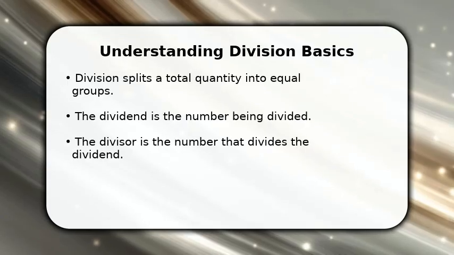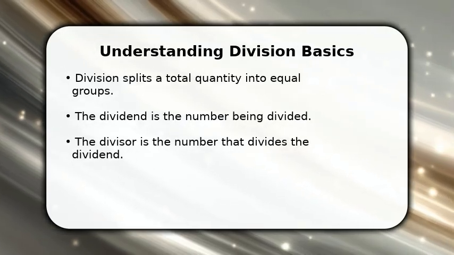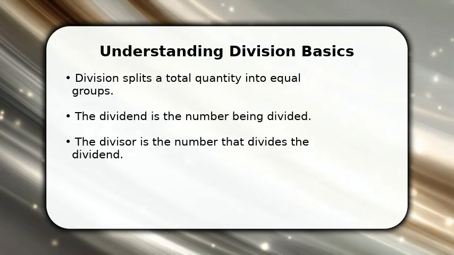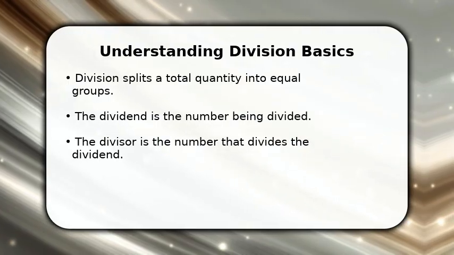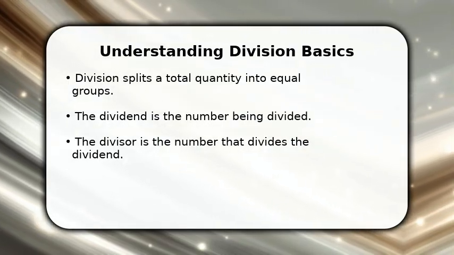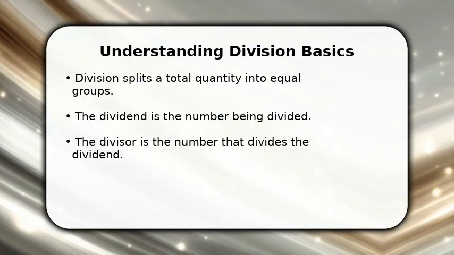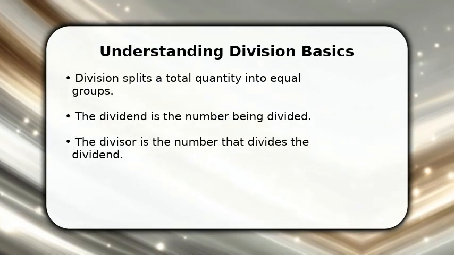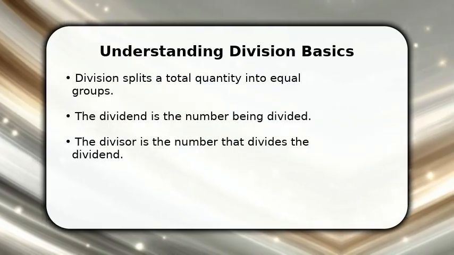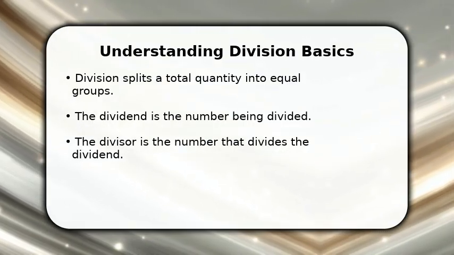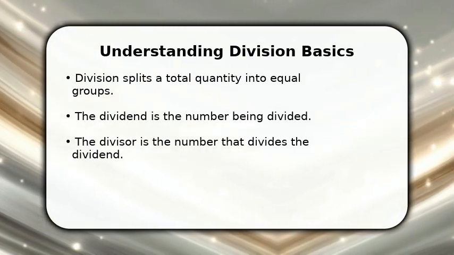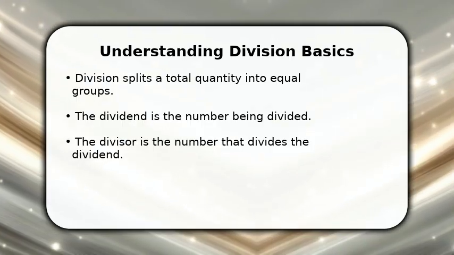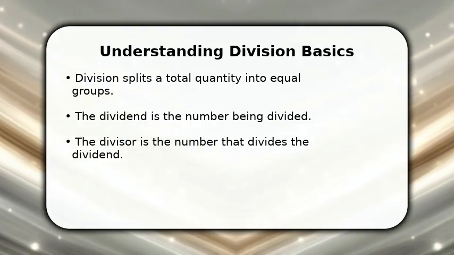Enjoy the video. In this video, I will explain how to do division calculation. Division is a fundamental arithmetic operation that helps us split a total quantity into equal parts. We use specific terms. The dividend is the number being divided, the divisor is the number doing the dividing, and the quotient is the result. Understanding these basic components is the first step to mastering division, whether you're sharing cookies or solving complex problems.